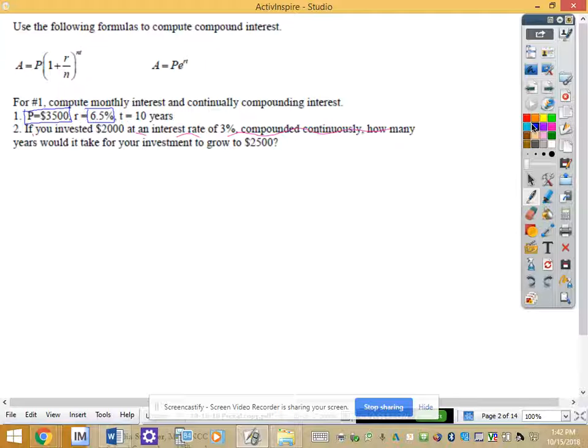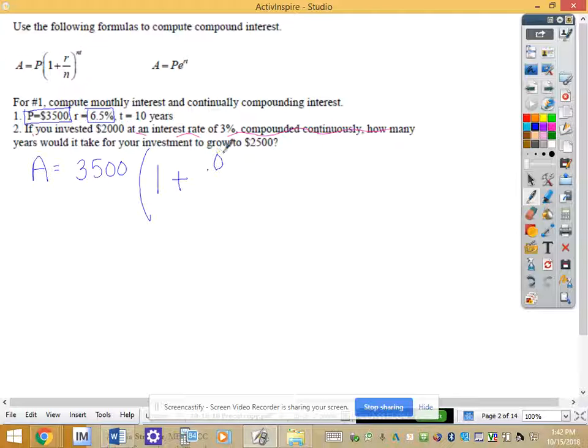So for number 1, we have A is equal to 3,500 times 1 plus 0.065 divided by 12, because there are 12 months in a year, raised to the 12 times 10, because I have 10 years. The other thing that you need to be conscious of when you do this is if you're putting this in a graphing calculator, remember you have to force it to do order of operations.